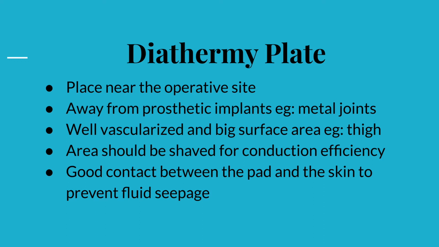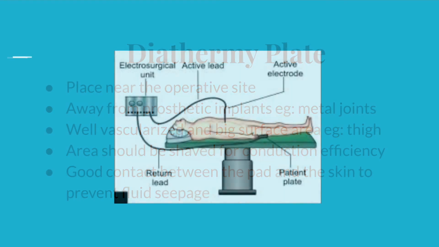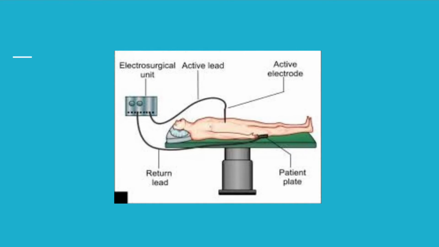It should ideally be placed near to the operative site, away from any metallic prosthetic implants such as a hip or a knee joint replacement. Also, aim for a region that has good vascularization and a big surface area such as the thigh. The plating area should be shaved to improve conduction efficiency in the case of a very hairy skin surface, to ensure good contact between the pad and the skin. This can help to prevent any fluid seepage which can potentially cause a full thickness skin burn.